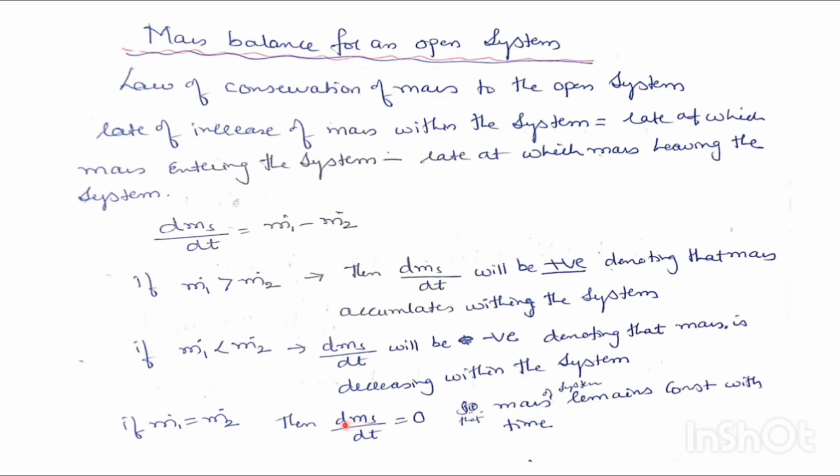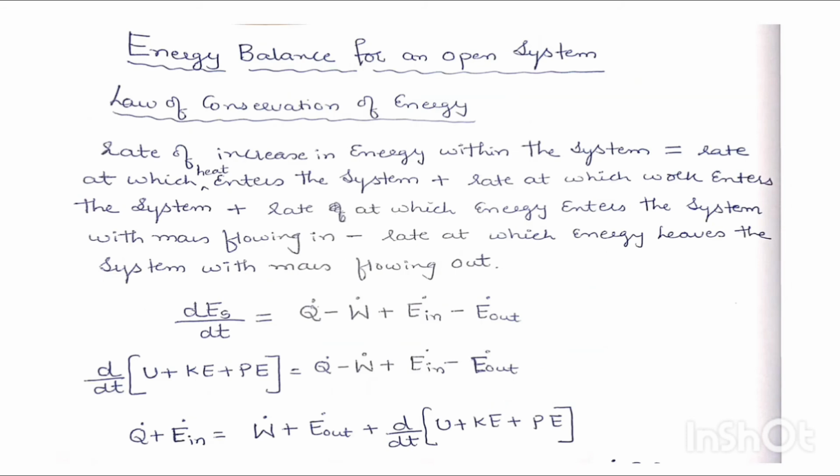Then there will be no change, no increase in mass with respect to time. Then definitely this dm_s/dt will be equal to 0 only when the mass entering the system is equal to the mass leaving the system and is constant. Then definitely dm_s/dt will be equal to 0. Now let us write the energy balance for an open system here.